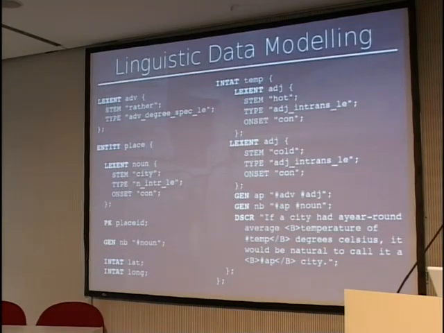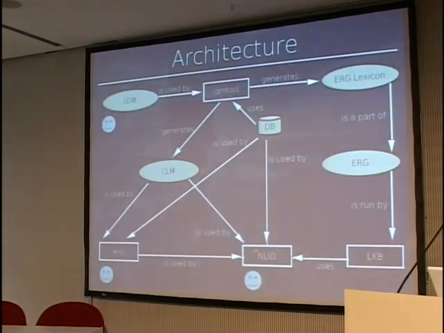So if you talk about the temperature, then in the linguistic data model you can also specify this question. So if a city had a year-round average temperature of blah, so this gets replaced by some actual temperature value, degrees Celsius, it would be natural to call it a such and such city. And this such and such is actually resolved using these generator entries, which basically act as a context-free grammar. So this is all automatically generated.